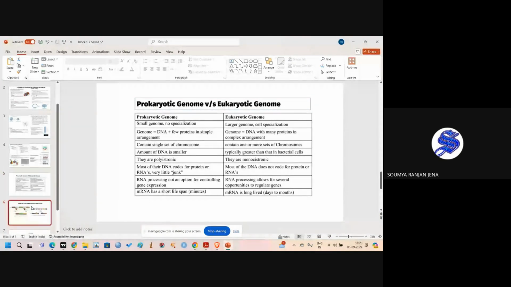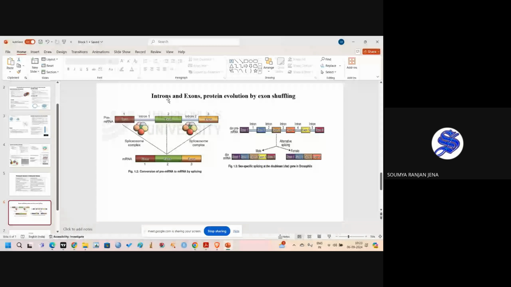Then we discussed introns and exons. Introns are the non-coding part of the DNA, and these are called junk DNA. Exons are the coding part of the DNA, and these are called protein coding regions.